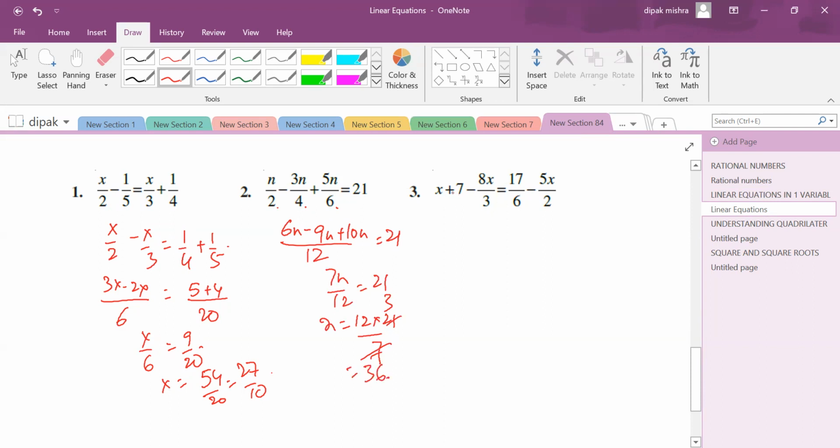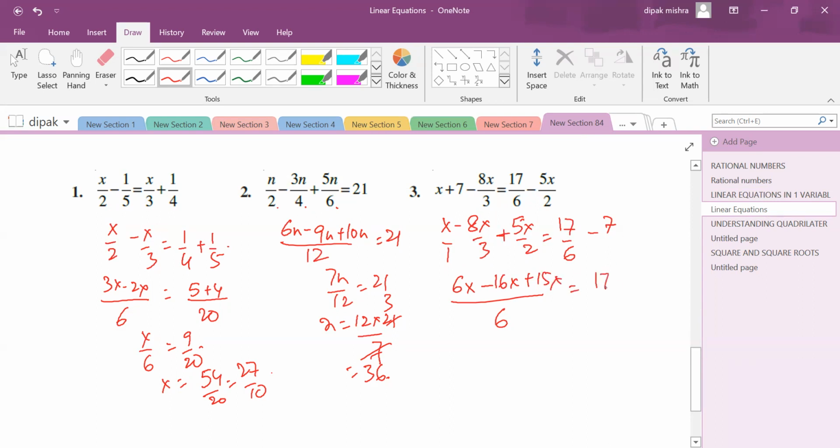Okay. Again, there are some variables on the left hand side, some numbers on both sides. So what we can do is you flip the variable terms to the left hand side and you flip the numbers to the other side. So x minus 8x by 3 plus 5x by 2 is equal to 17 by 6 minus 7. Right? So what we can do is you make the denominator 6. So it'll be 6x minus 16x plus 15x, that is equal to 17 by 6 minus 7.